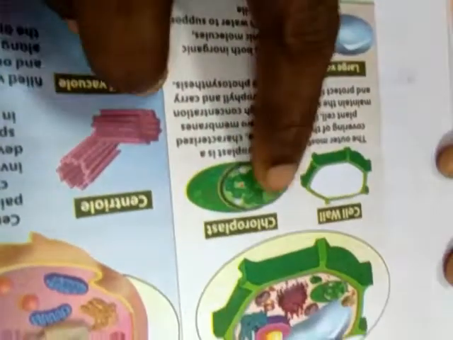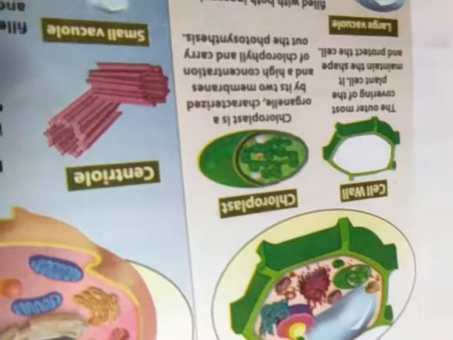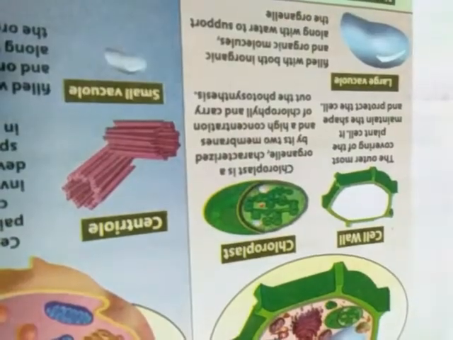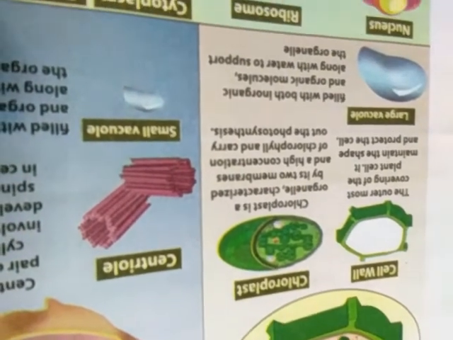Okay. So next, chloroplast. The chloroplast is the organelle characterized by its two membranes and a high concentration of chlorophyll, and it carries out photosynthesis. So the plant has chlorophyll. If the chlorophyll is not there, it is not making its own food through photosynthesis. So chlorophyll is very important. That is a green pigment.